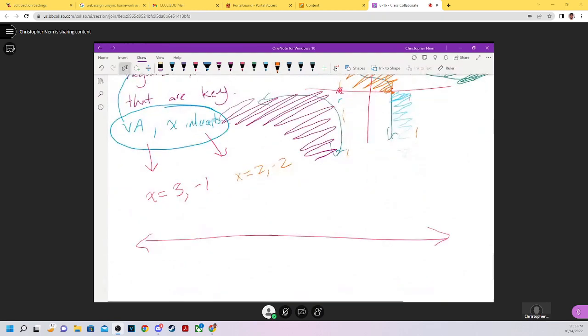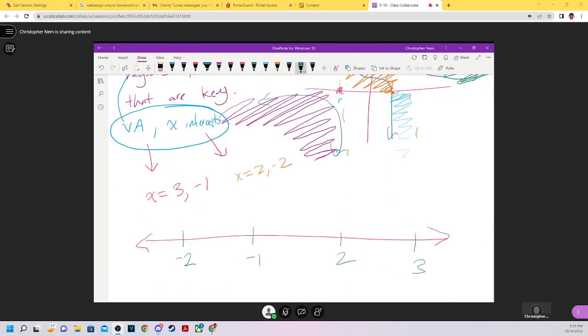If I plot this here, negative 1 is over here. And then, oops, I should have done this better. Let's suppose instead this was negative 2. I don't need this piece. Let's call this piece negative 1. Let's call this piece 2. Let's call this piece 3.